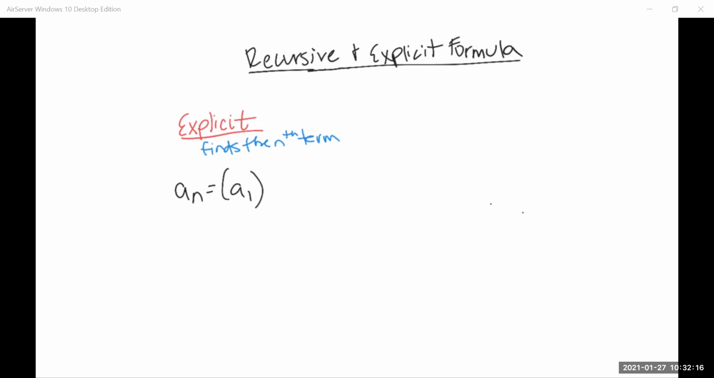write out your first term. So A1 is your first term. You're then going to multiply that by your multiplier, what I call your multiplier. And you're going to raise that to the n minus 1.